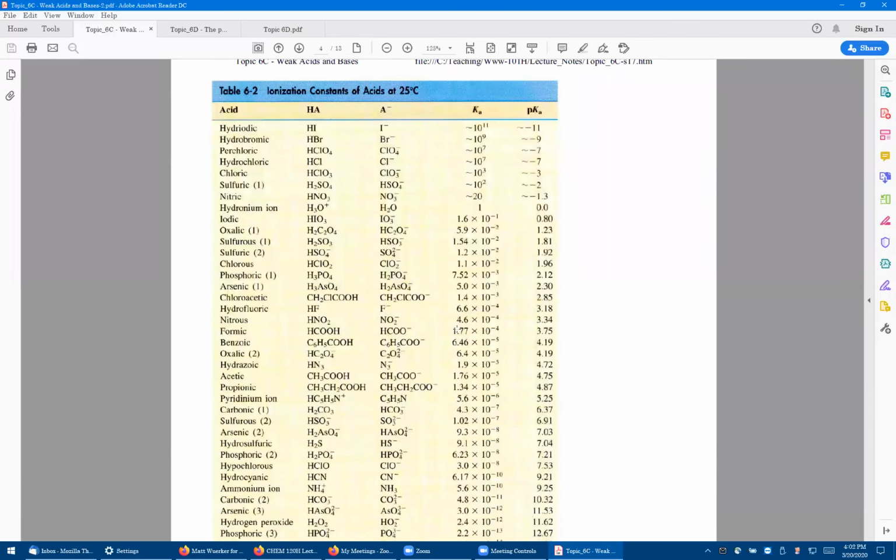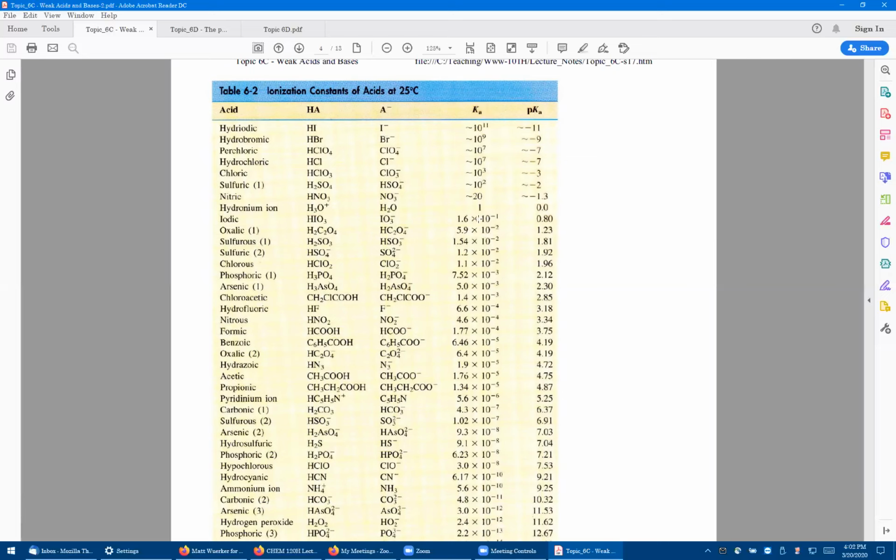Now, this is a table taken from another book that shows a whole series of weak acids. Here's the HA, here's the formula for it. Here's the name of it over here. And here's the conjugate base for that weak acid. You'll notice that the acids that have very large Kas, much larger than 1, are very few.